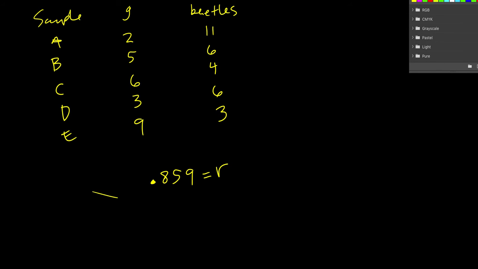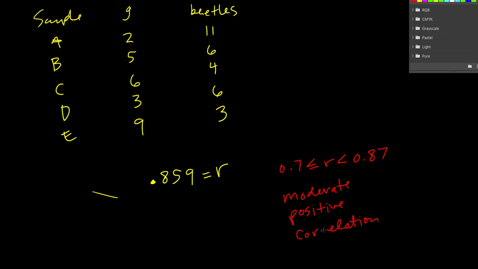And if we go to the table, we see on the positive side that 0.859 falls into this range, and they label that as moderate positive correlation. Okay? And so that's basically it.